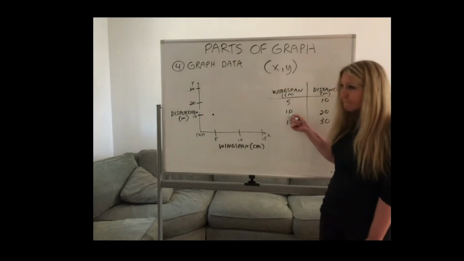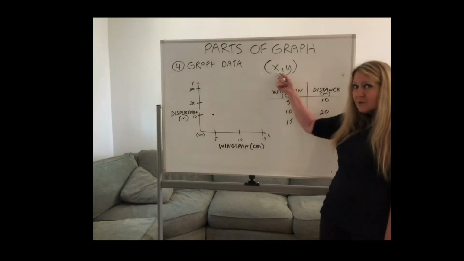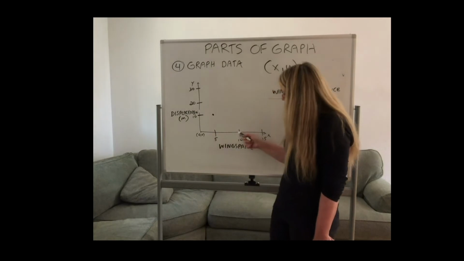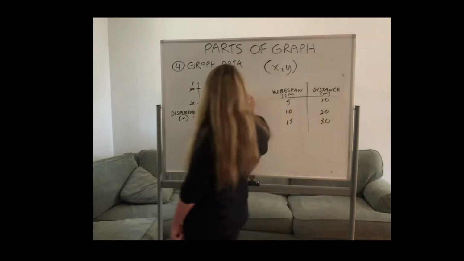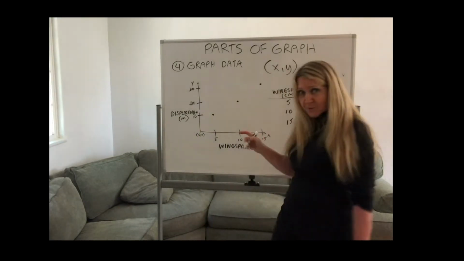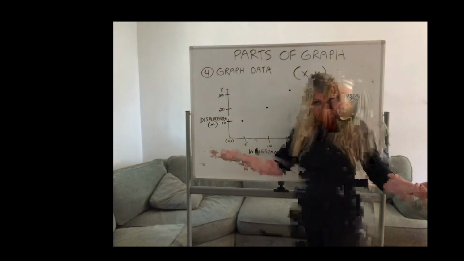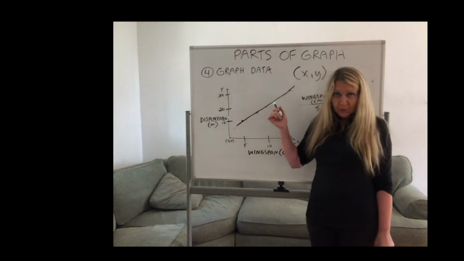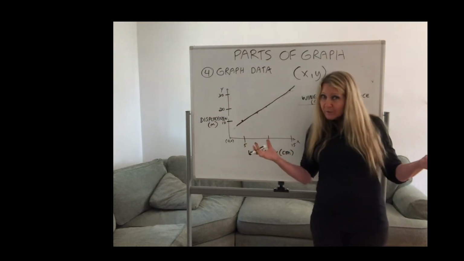Next, remember, we're looking at this, the coordinates are x, y. The next one is 10, 20. So remember, x is on the x-axis, it's horizontal, I go 10, and then I go 20. The next is 15, 30. So it goes 15, and I go up to 30. Where they intersect is where you put the points. I've created my graph.